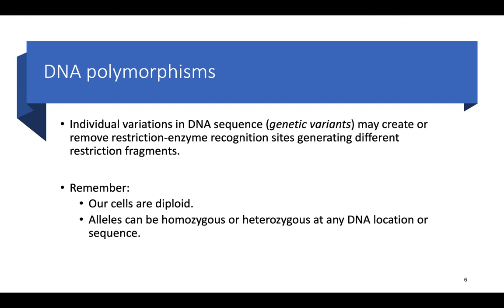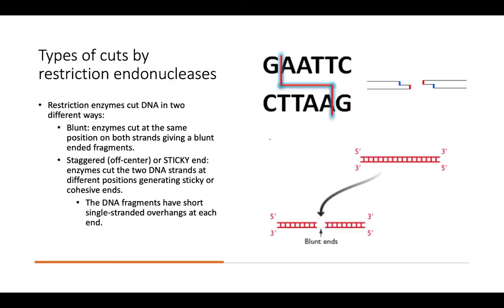So individual variations in DNA sequences may create or remove restriction enzyme recognition sites which generate different fragments زي ما حكينا. That we are being diploid and we have two alleles which we mentioned. هلا شو أنواع الكتس؟ What, how do restriction sites cut?